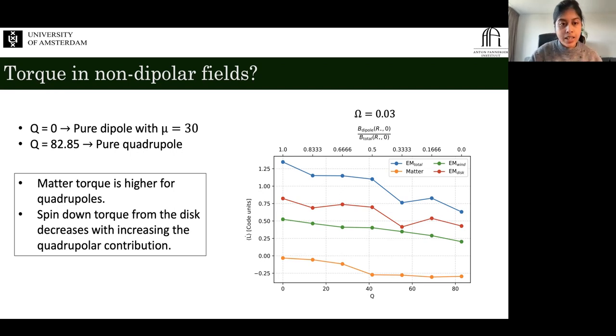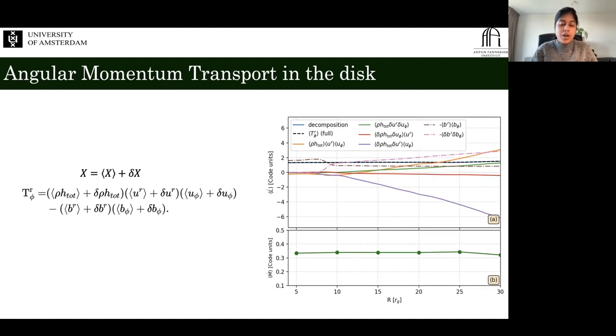Now, getting back to the point of why we always see a spin down, even though you're expected to see a spin up from a theoretical point of view? So we looked into how the angular momentum transport in the disk actually looks. The lower panel is showing you the mass accretion rate as a function of radius, and it's pretty much constant, which basically means that the disk is in a quasi-stationary state, at least in the regions that we care about.